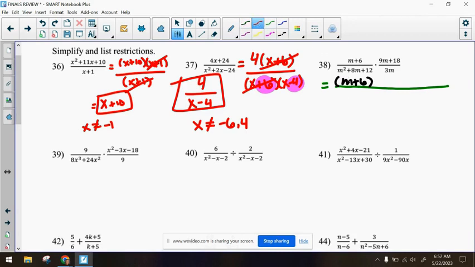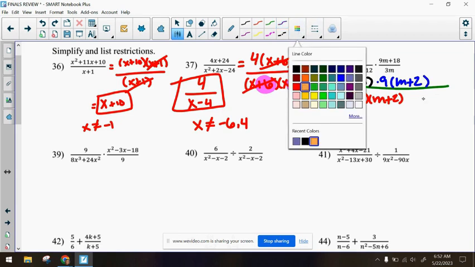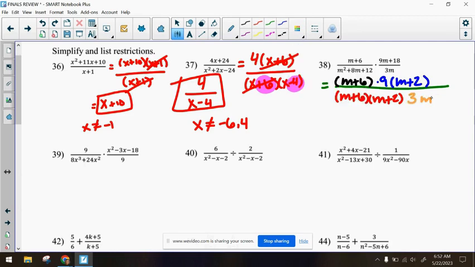M squared plus 8m plus 12, that's X method. Factors of 12 that add to be 8 are 6 and 2, so m plus 6, m plus 2. I'm going to work my way back up to the top. We've got a GCF here, which is 9, so I'm going to take out a 9. Left over should be m plus 2. In the denominator, that 3m, we can't do anything with it, so we're going to keep it 3m.